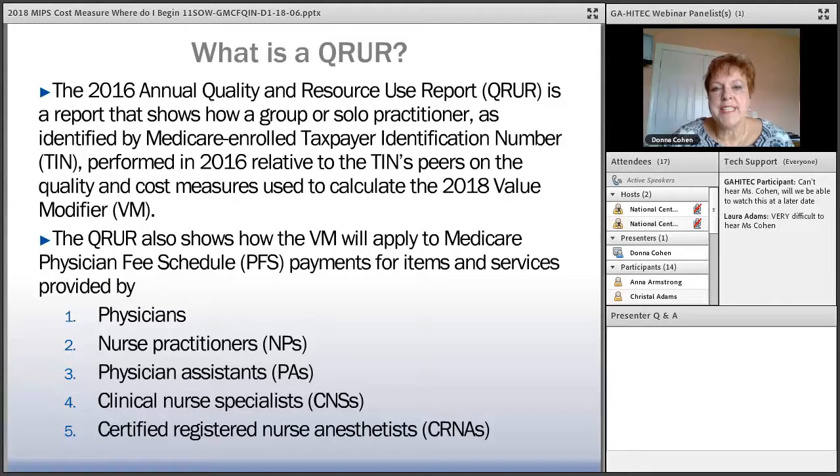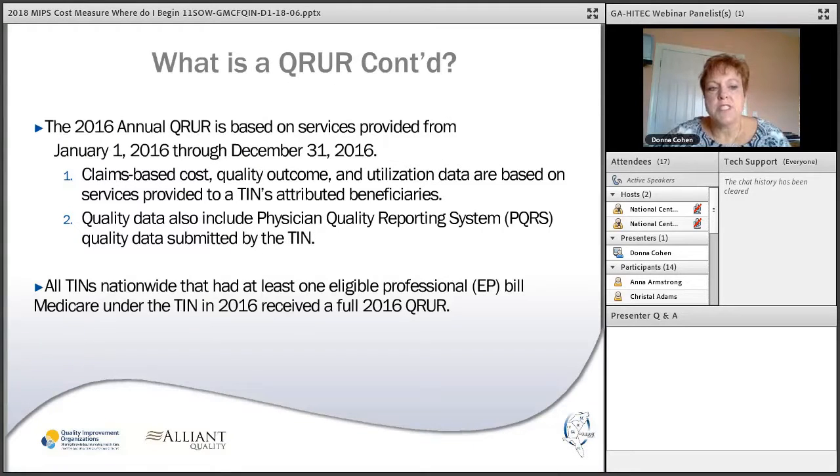It is important to know that this is at the TIN level, so if you're responsible for multiple TINs, you will have a QRUR report for each TIN. This is 2016 data that is attributable to your 2018 value modifier adjustment. The data covers the time span from January 1st, 2016 through December 31st, 2016, and again, it's based on claims as well as quality data.